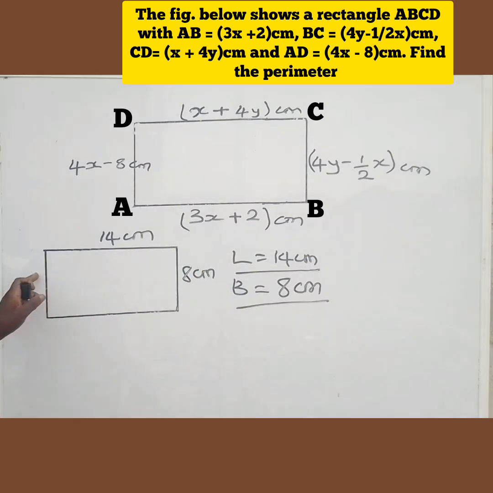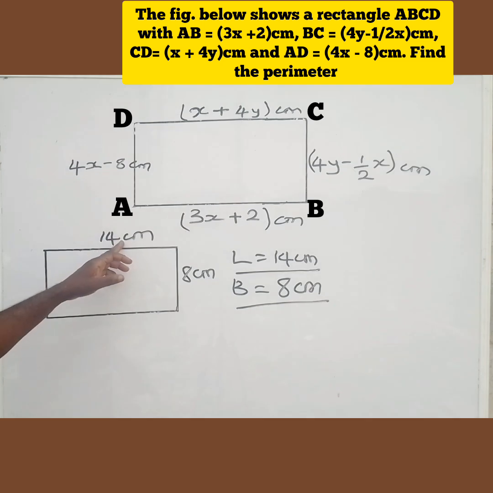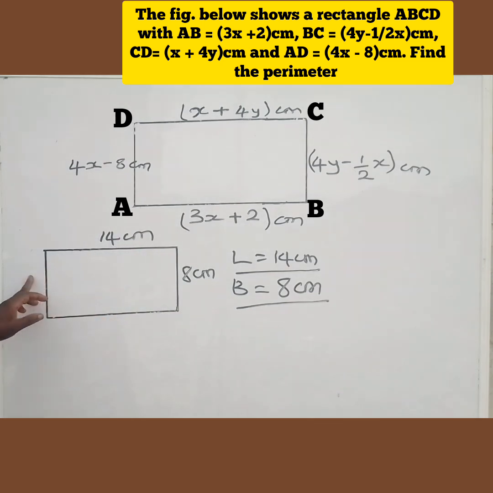Now they say I should find the perimeter. So to find the perimeter, if you want to do it without resorting to any formula, just add 14 plus 8 plus 14, because from here to here also is 14, plus 8. But if you want to use the formula, this is length, this is breadth, breadth, length, length.